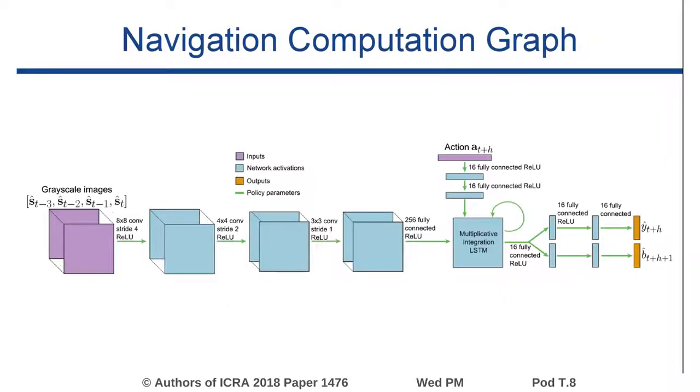To instantiate this graph for navigation, we parameterize the model using a recurrent neural network. The recurrent neural network takes as input the past 4 grayscale images and passes these through convolution layers to form the initial hidden state. The core of the RNN is a multiplicative integration LSTM cell that takes as input each action and uses the output to produce Y hat and B hat at each time step. These outputs could correspond to rewards, or collision probabilities.